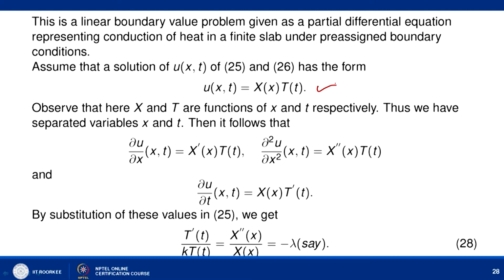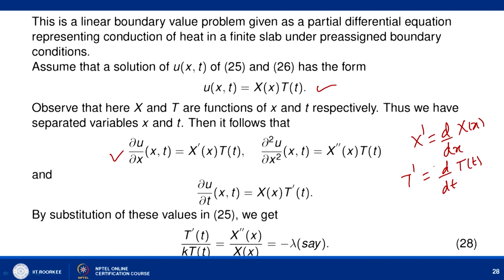So let us assume u(x,t) equals X(x) T(t). We will discuss later on why we assume this form of the solution. This is known as the separation of variables form of the solution. Here X is a function of x and T is a function of t. Let us calculate ∂u/∂x. When you calculate this, it is X'(x)T(t), and ∂²u/∂x² is X''(x)T(t). Here X' is basically the total derivative d/dx of X, and T' is basically d/dt of T(t).